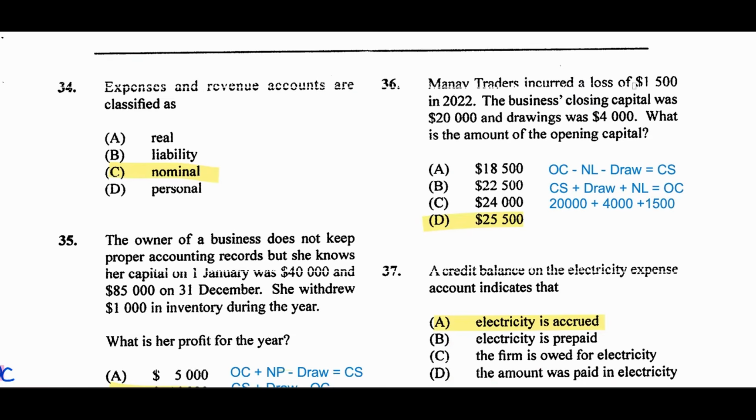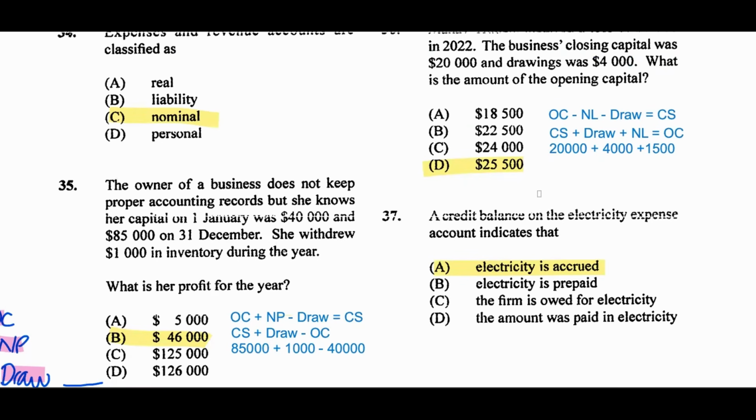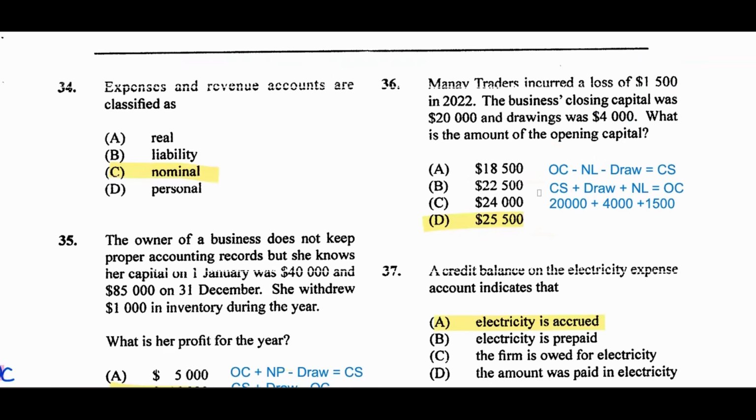M Traders incurs a loss of $1,500 in 2022. The business closing capital was 20,000. Drawings was 40,000. What is the amount of the opening capital? Now they ask us for the opening capital. Right, guys? And they give us a net loss as well.